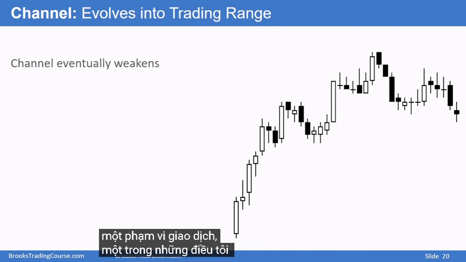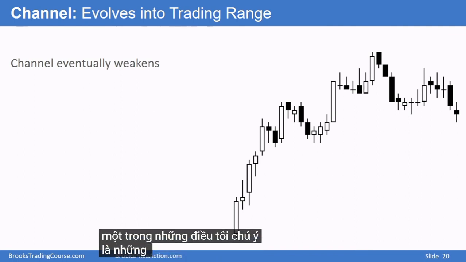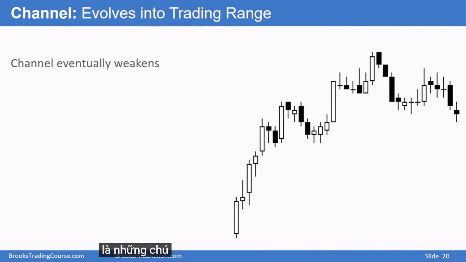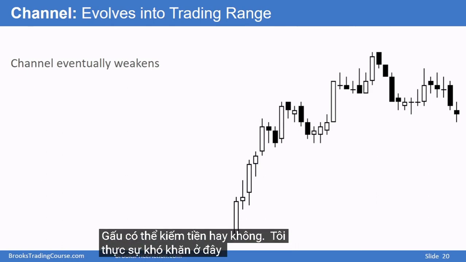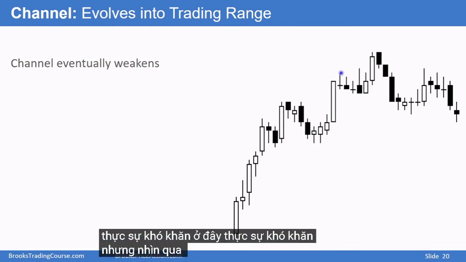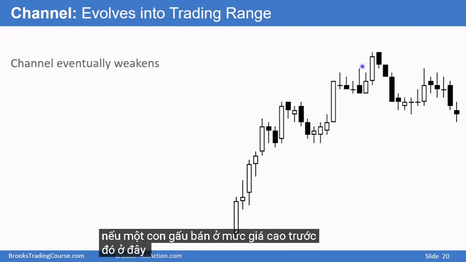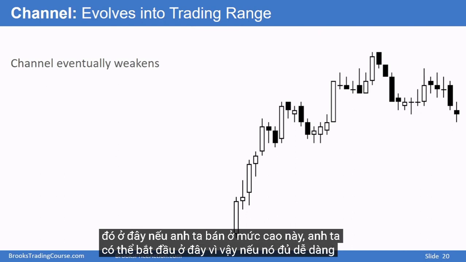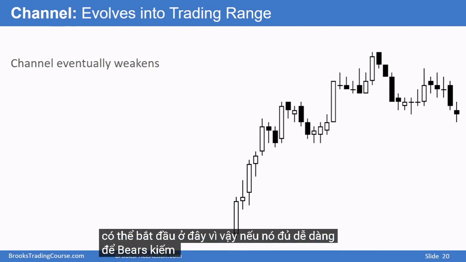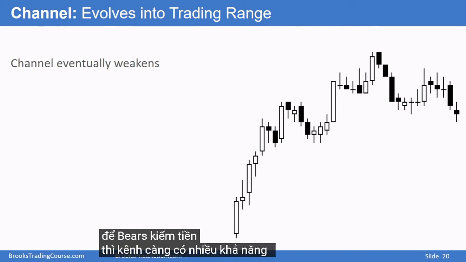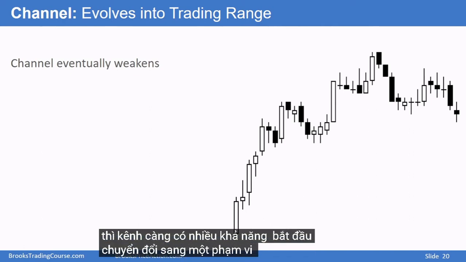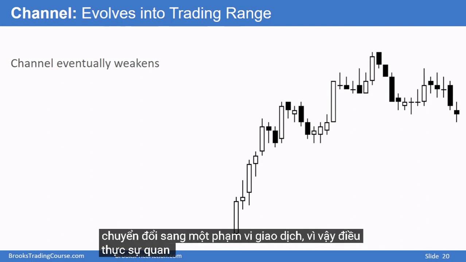One of the things I pay attention to is, can the bears make money? That's really important. How easy is it for the bears to make money? Can the bears make money here? No, really difficult. Here, really difficult. But look right here. If a bear sells at the prior high, he could scalp here. If he sells at this high, he could scalp here. So the easier it is for the bears to make money, the more likely the channel is beginning to transition into a trading range. So it's really important.